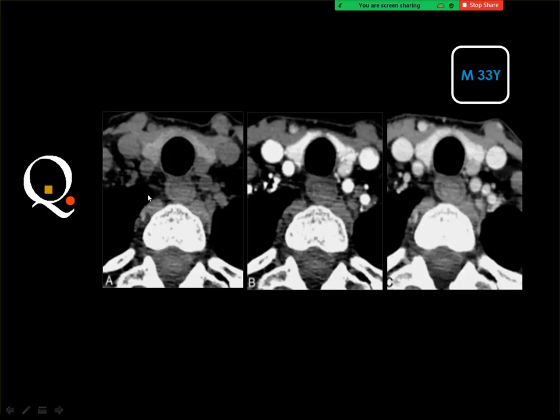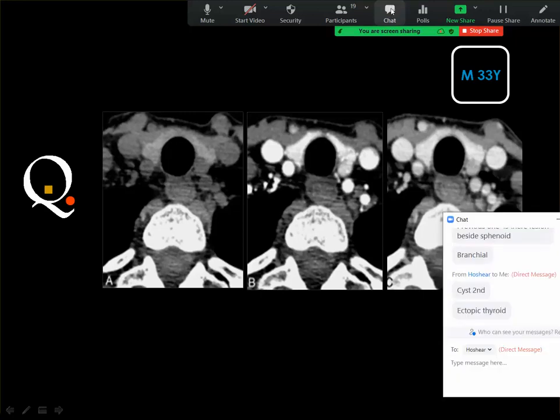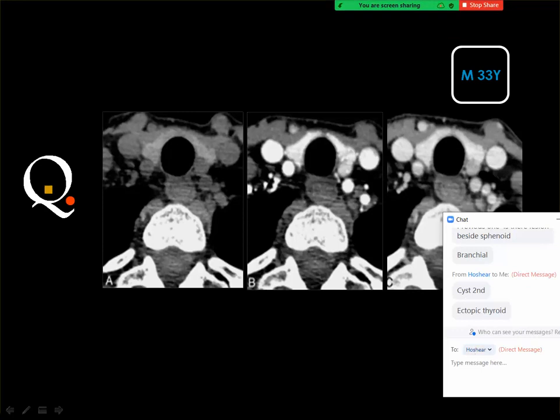This is the non-contrast CT, arterial phase, venous phase. Ectopic thyroid. No, the thyroid is at its regular location, and there are no abnormalities in the thyroid gland itself.